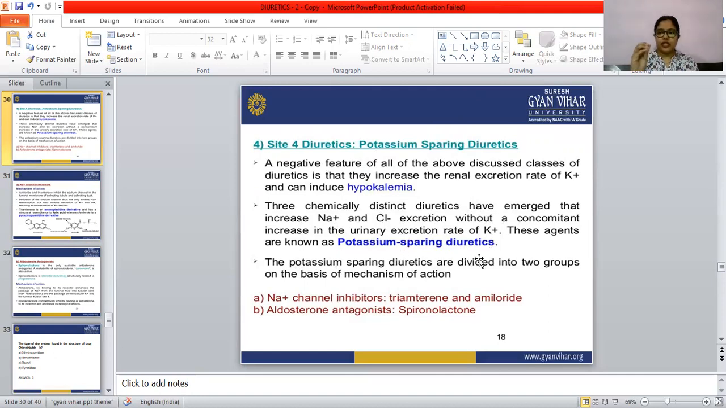Potassium sparing agents increase the sodium and chloride excretion without increasing the excretion of potassium. All other diuretics increase the excretion of sodium, chloride, and potassium. All three of these ions are excreted through the urine. But the potassium sparing diuretics increase sodium and chloride excretion, but they don't increase the excretion of potassium. So this is the main difference between the potassium sparing diuretics and other diuretics.